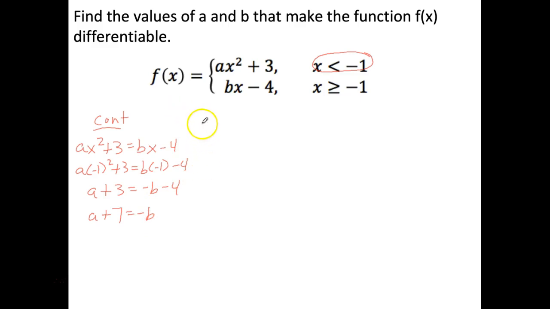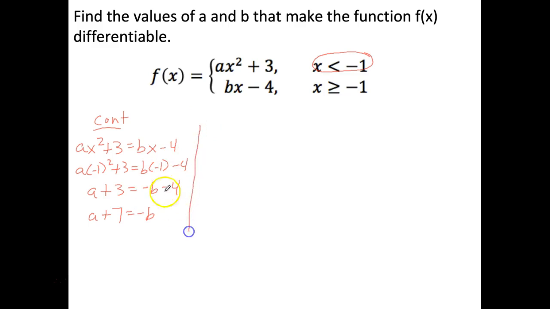But now, notice we have two variables. We can't solve for a or b. We need another equation that's made up of a and b in order to solve for those. We need to have a system of equations, right? So we can use substitution.